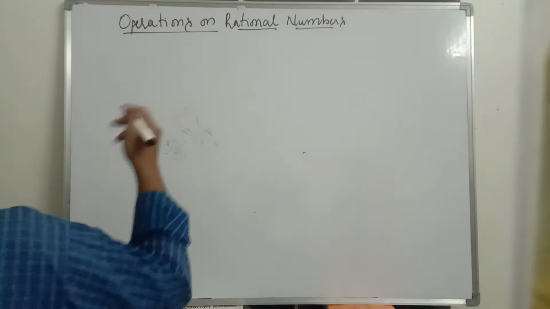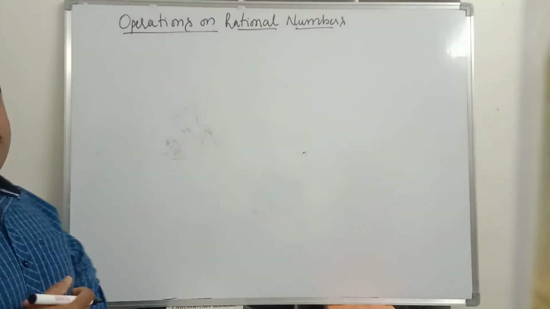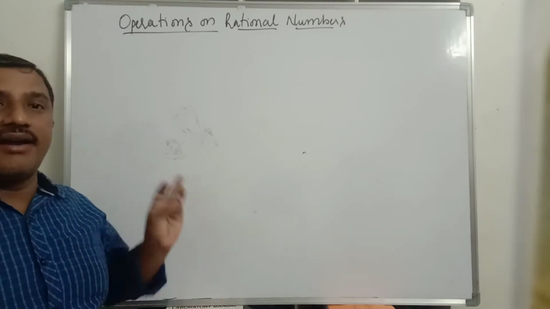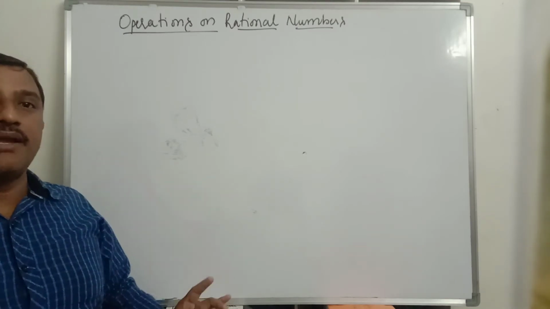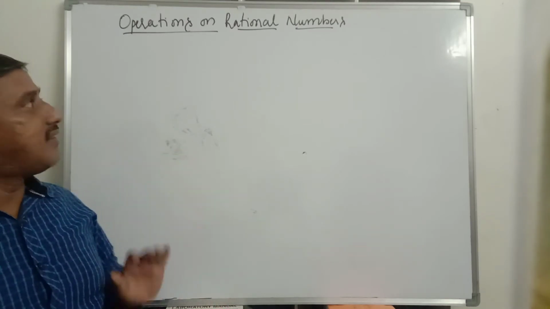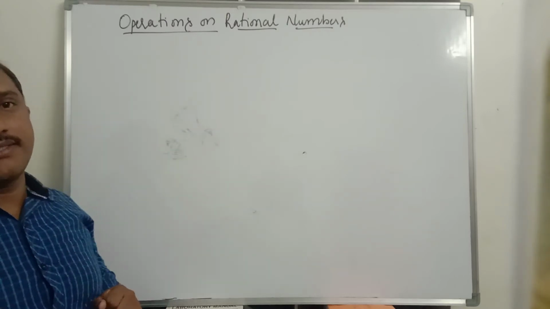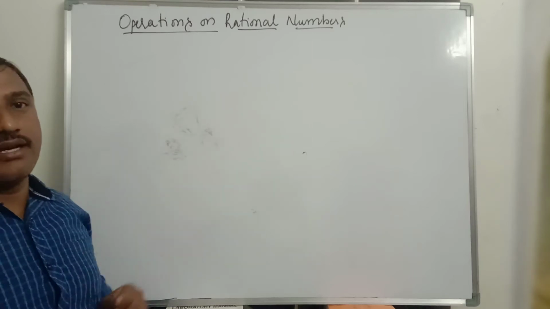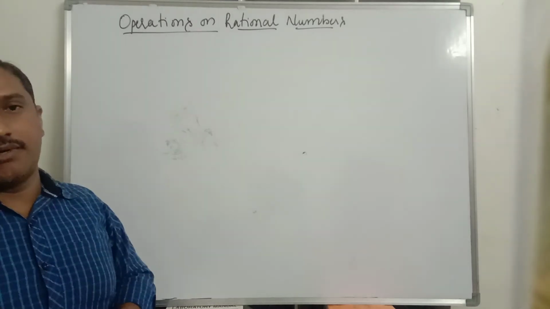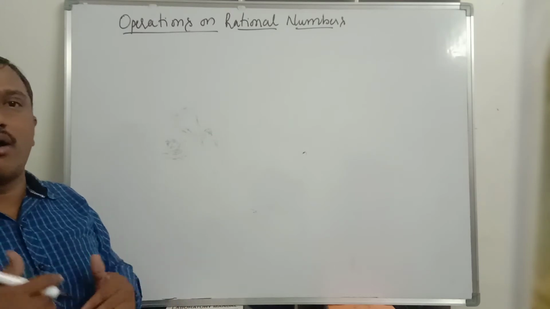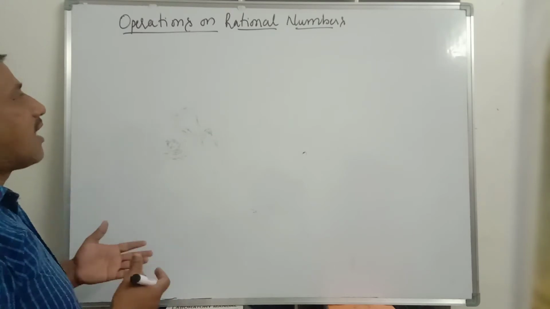Now, operations on rational numbers. Operations in the sense arithmetic operations, that is addition, subtraction, multiplication and division. That is addition of rational numbers, subtraction of rational numbers, multiplication of rational numbers, division of rational numbers. So what is the process? How do we multiply or add or subtract or divide rational numbers?